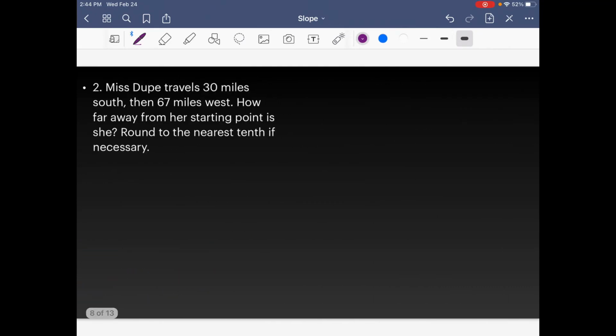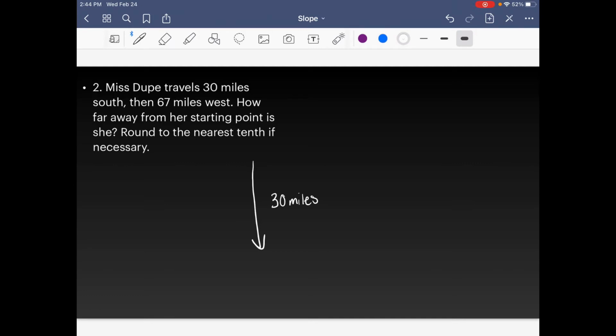So for our second example, it says Miss Stoop travels 30 miles south, then 67 miles west. How far away from her starting point is she? Round to the nearest tenth if necessary. So first we're going to start out by drawing a picture. I'm going 30 miles south, so that means I'm definitely going down first. Then I'm going 67 miles west.